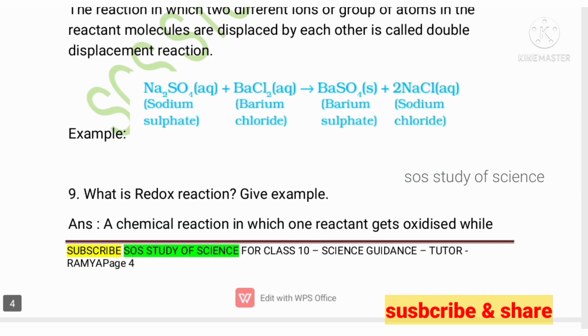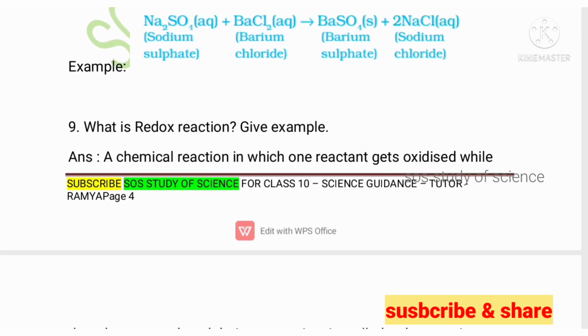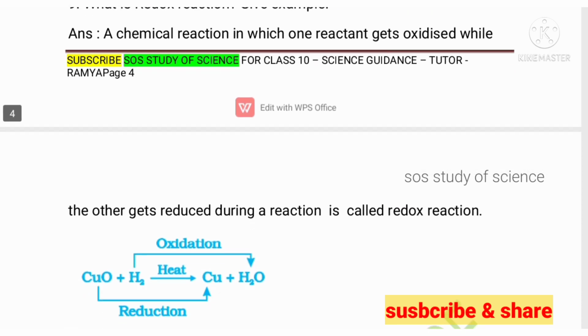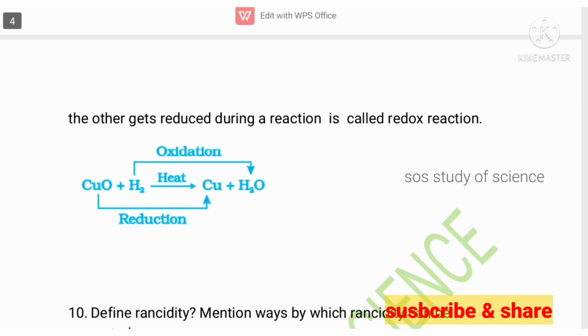So the next important question is redox reaction. So what is meant by redox? The name itself is saying redox, that means reduction and oxidation. A chemical reaction in which one reactant gets oxidized while the other gets reduced is called a redox reaction. Very important, dear students. So you have to know which is getting oxidized, which is getting reduced. Here one more equation according to your textbook I have mentioned. You can note this down.